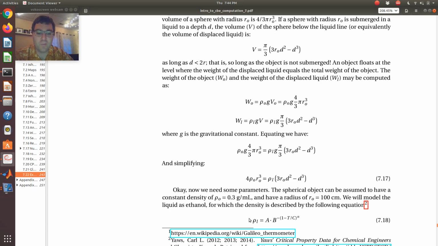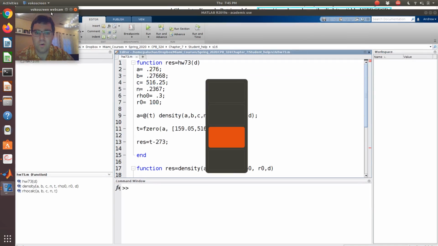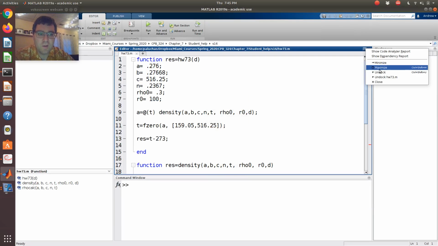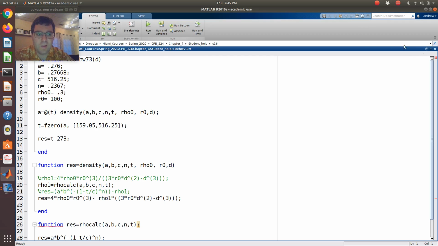We're given an expression for the density of the liquid as a function of temperature, with parameters A, B, C, and N. So rho L is my only unknown in my force balance equation, which is equivalent to the only unknown being T. So let's go and take a look at the code. First we'll start by seeing if there's anything obvious before we get into the nitty gritty.